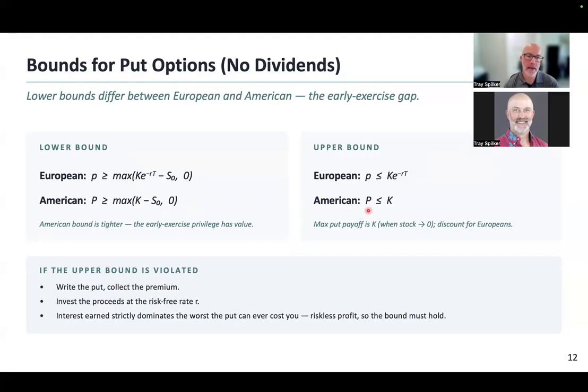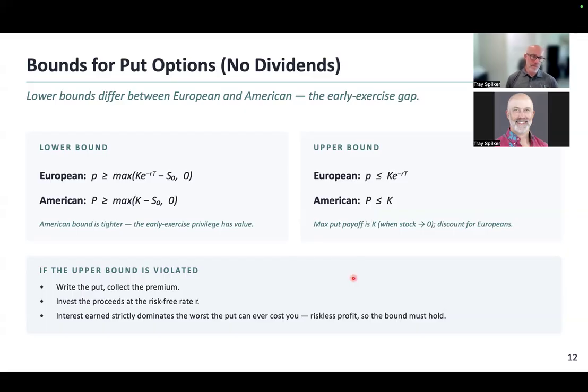In terms of the upper bound, the value of the put option can't be greater than the strike price, right? Because the stock can only go to zero. And so if the strike price is $100 and the stock goes to zero, then the max value of that put option is also $100.